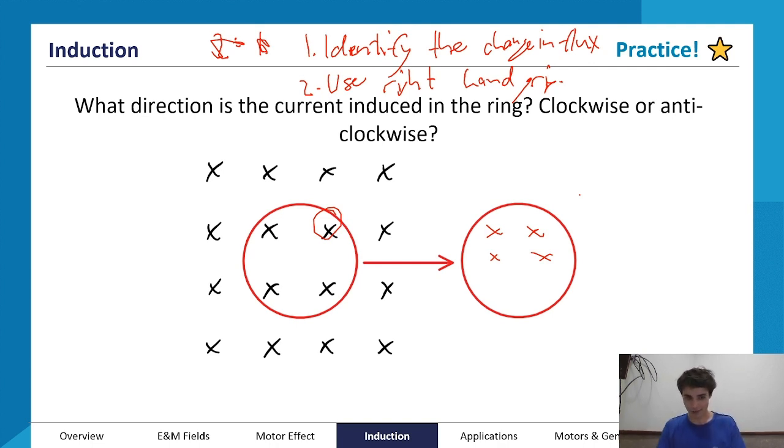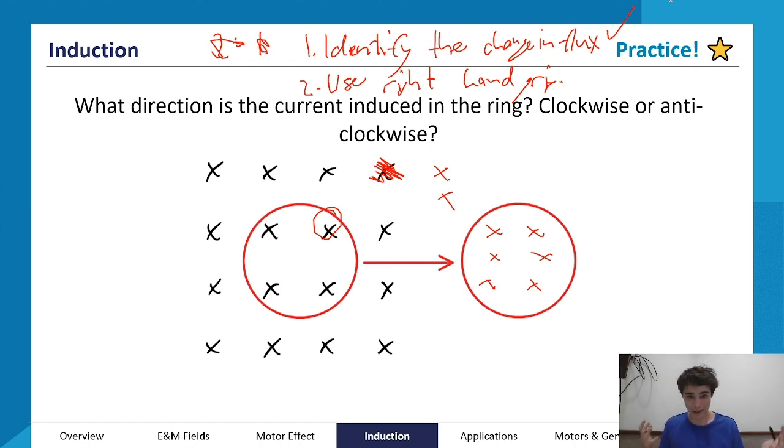Basically, to recap that, we started off with a magnetic field, we lost it, the magnetic field disappeared. So to oppose the losing of the magnetic field, which was the change, in order to oppose that change, we need to add a magnetic field back in. We basically just need to add these x's back in. And that is our change in flux done. We've identified the change in flux. I should probably add, we need to figure out how to oppose that change.